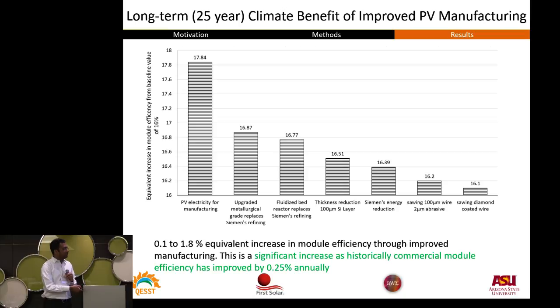So these were the scenarios that address the climate hotspots that I showed you in the previous tornado graph. So the first one is, if you use PV electricity to manufacture the PV system itself, what that means is that on a life cycle basis, we can increase the module efficiency from 16% to around 18% if you use the radiative forcing metric, the climate benefits.